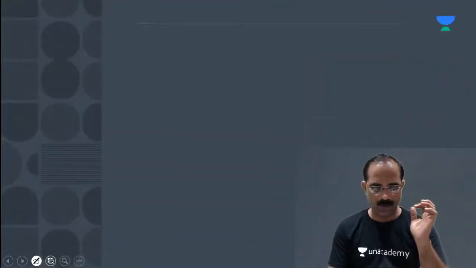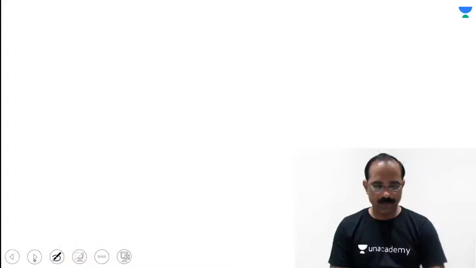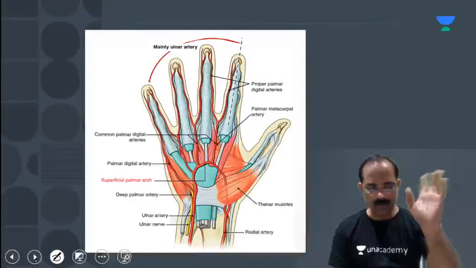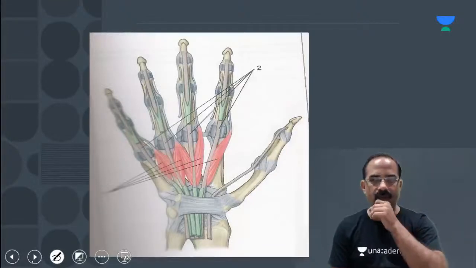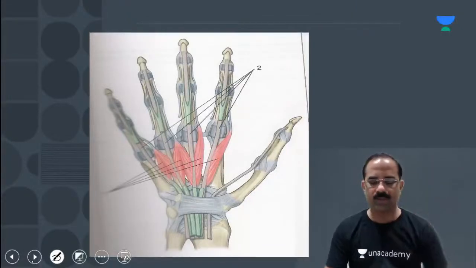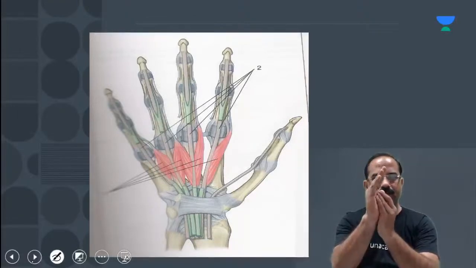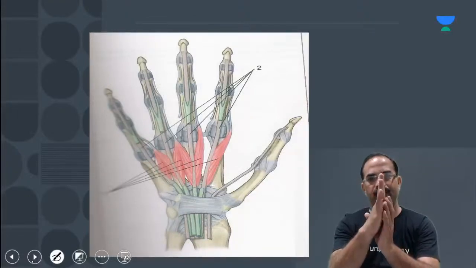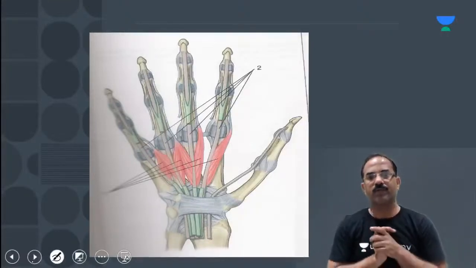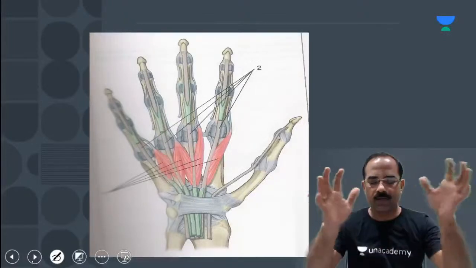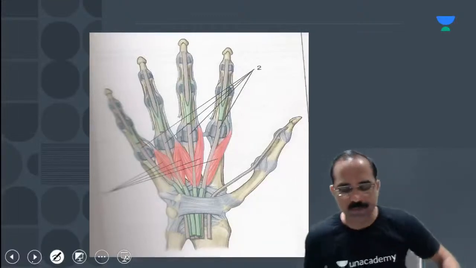in which we discussed the arches, the superficial and deep palmar arches. All things are clear. If there's any doubt, you tell me. We have discussed the lumbricals: the action of lumbricals is flexion at the metacarpophalangeal joints and extension at the interphalangeal joints. The first two lumbricals are supplied by the median nerve, and the third and fourth by the ulnar nerve, and paralysis of lumbricals leads to claw hand.